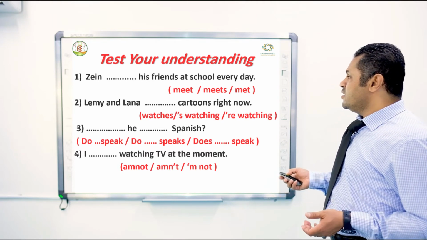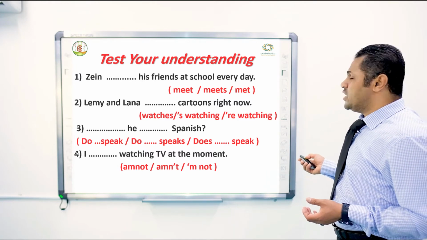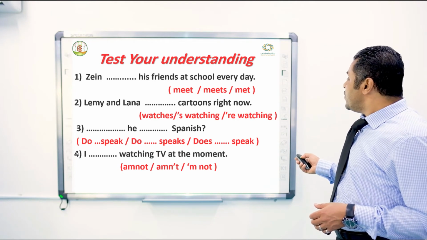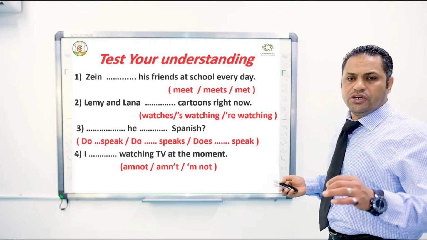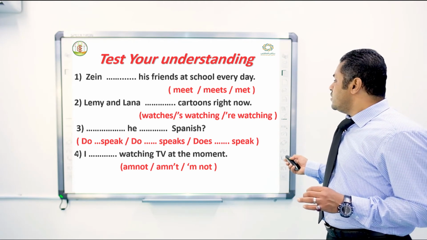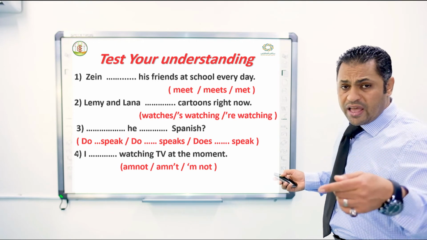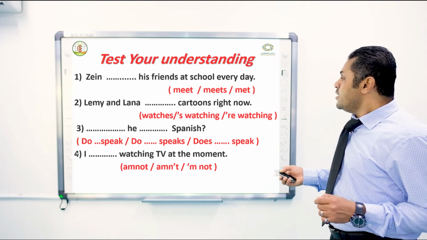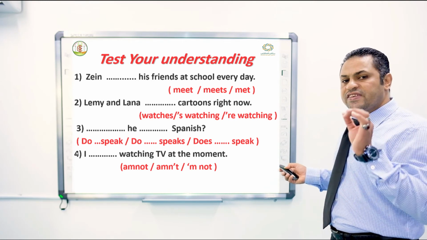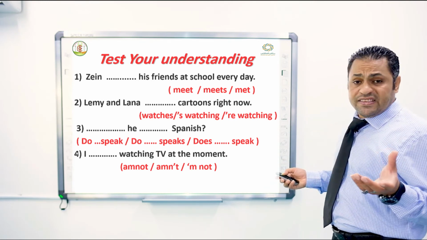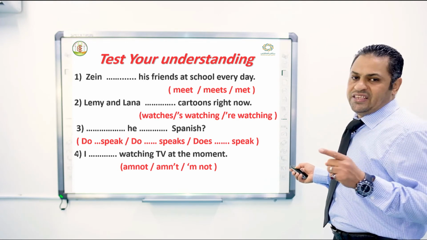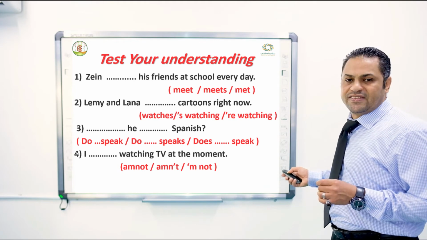Number one, Zain blank his friends at school every day. Meet, meets, met. The phrase every day is called a keyword that expresses a certain tense. Every day expresses a repetitive action. So, Zain meets his friends at school every day. So, it's a simple present. Zain is singular, so it needs an infinitive with s, es, or ies. So, the answer will be meets.